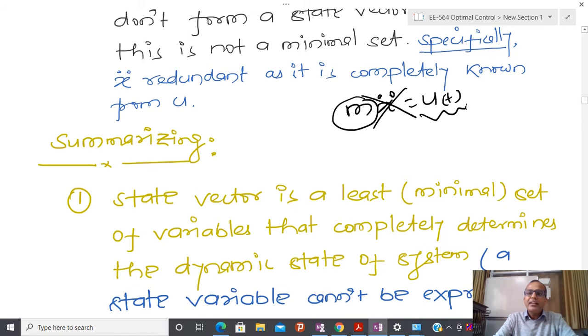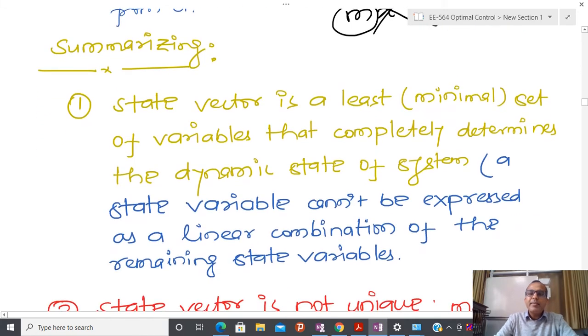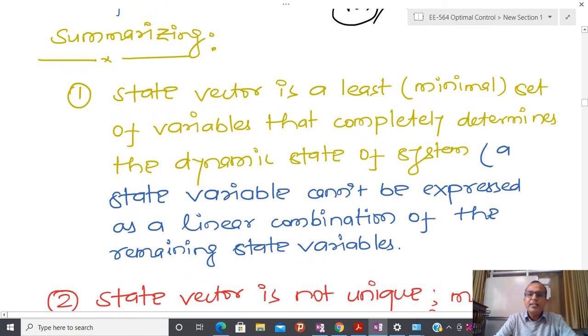And after that, what we have observed in this particular example is that a state vector is a minimal set of variables that completely determines the dynamic state of the system. From the output, that is not possible. Sometimes the differential equation is just written in terms of output, and we have seen that if I select output as a velocity, then I cannot determine the position uniquely.